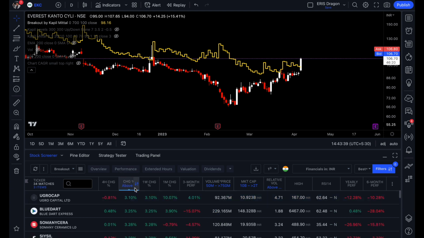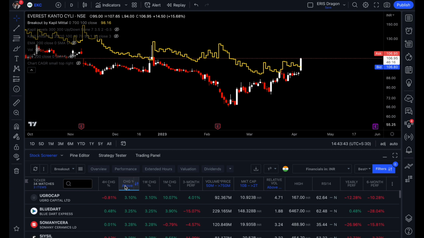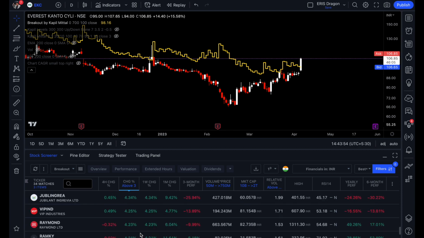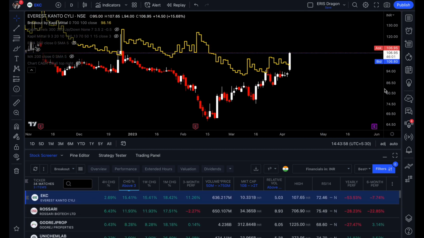Also, we click on change percent and make sure it is from high to low. So if you click on it once, it will first go from low to high. If you click on it again, it will go from high to low. So you have the highest change percent on the top and the lowest at the bottom. Now we'll start screening from the top stock.